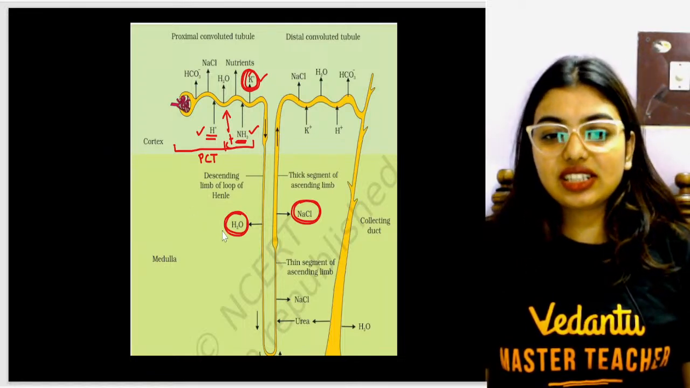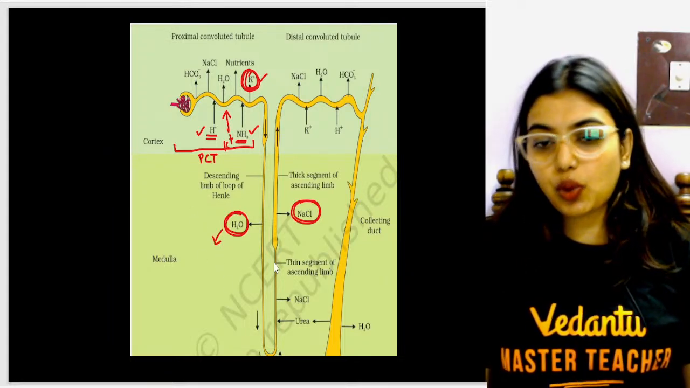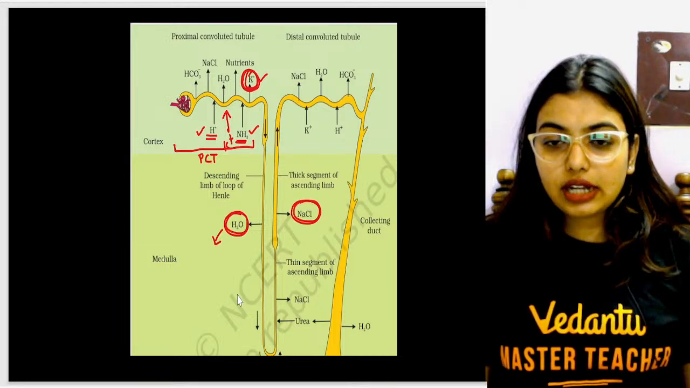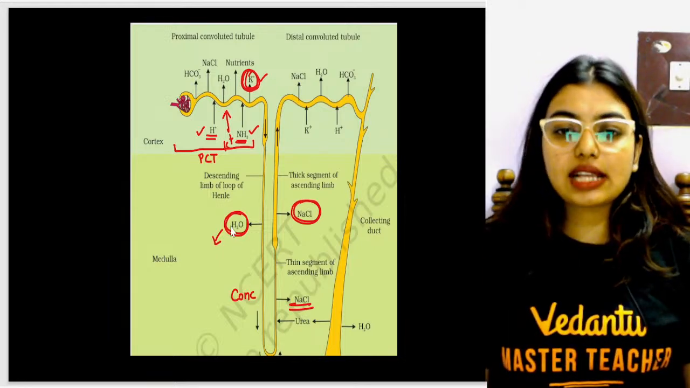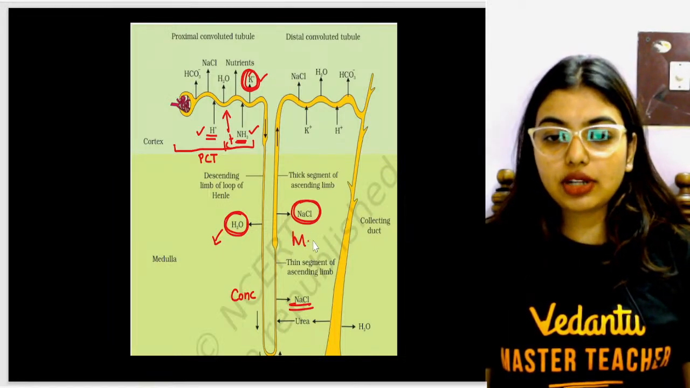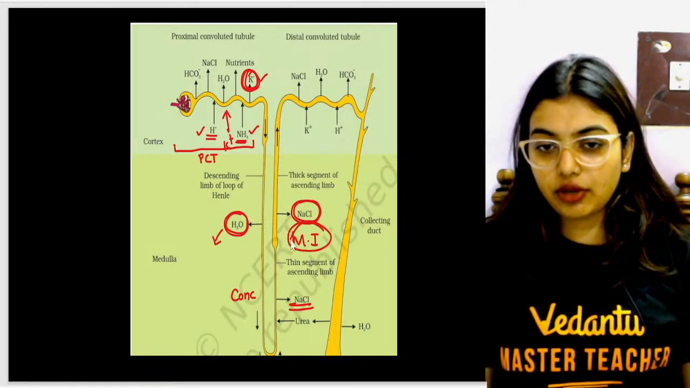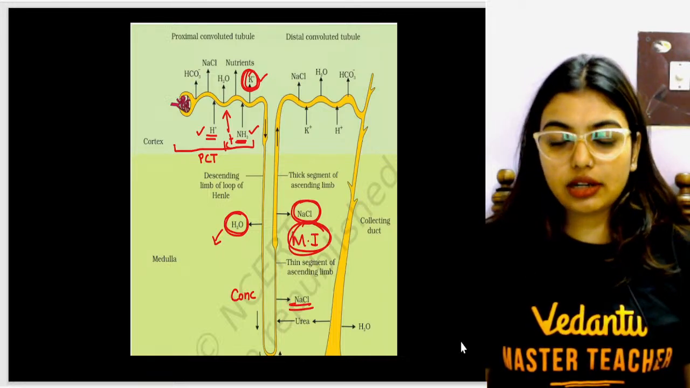So here, students, this is going to be permeable to water. So as water goes down, the electrolyte is going to get very much concentrated here, and as it is going up, what is going to happen? The electrolyte will be removed by the ascending limb, and it will be added into the medullary interstitium. So this is your medullary fluid here. Now this you will study in the countercurrent mechanism.